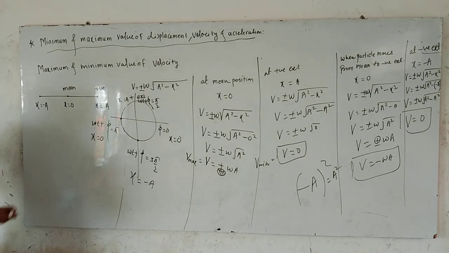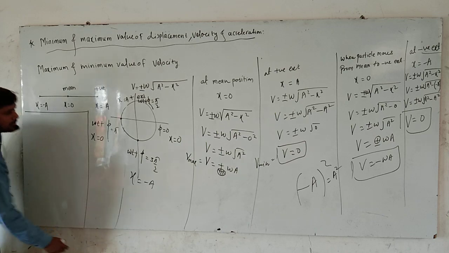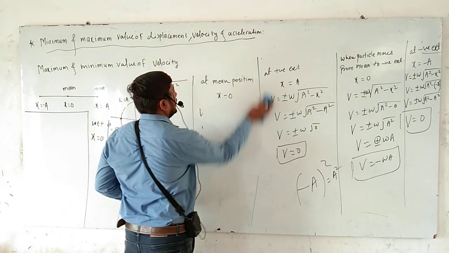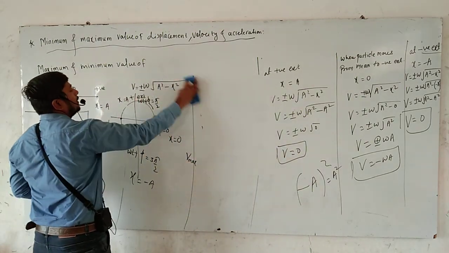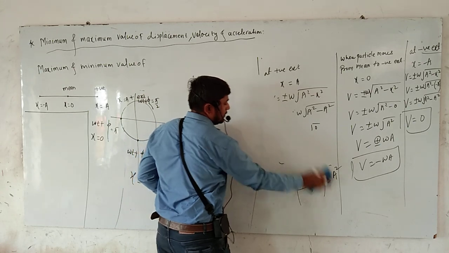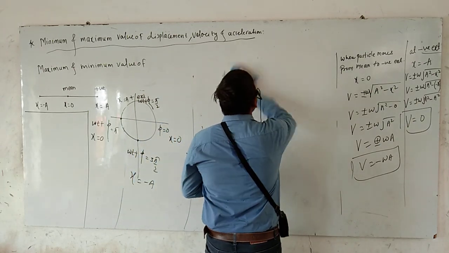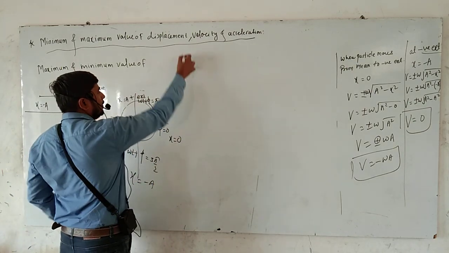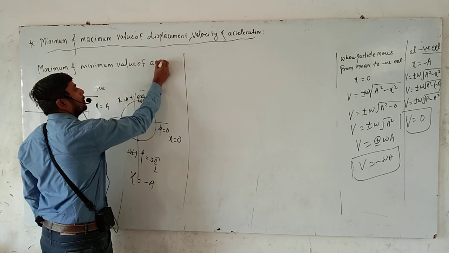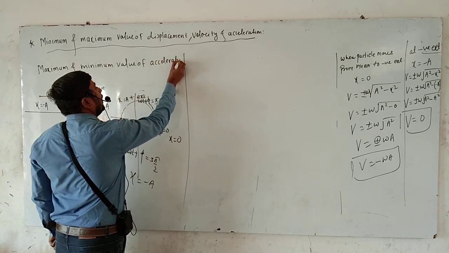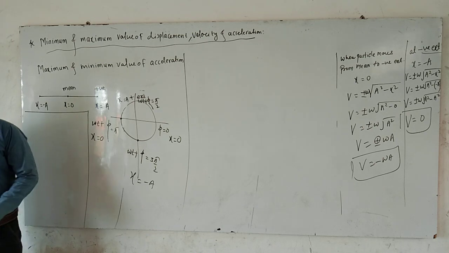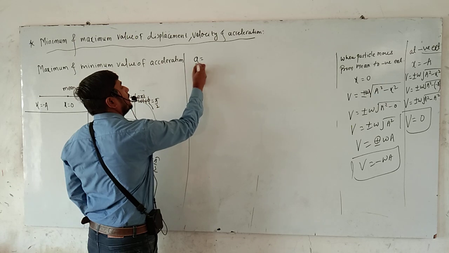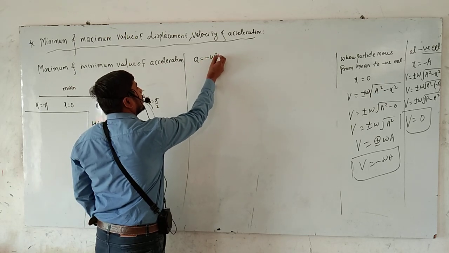Okay, so let's move towards the next point. Next point of discussion is the minimum and maximum value of acceleration. So what is the minimum and maximum value of acceleration? Let's try to find out. Now, what is acceleration? The formula for the acceleration, which we denote by the letter small a, is a equals minus omega square x.